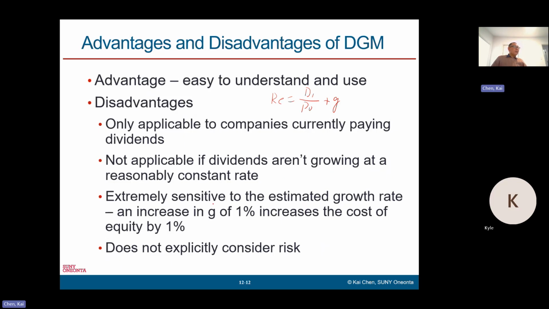And the last disadvantage is that this model does not explicitly consider risk. We always talk about the risk-return trade-off principle. However, this model does not explicitly consider the risk. How risk affects the cost of capital, we cannot see from this model, right? Those are the disadvantages of the dividend growth model.